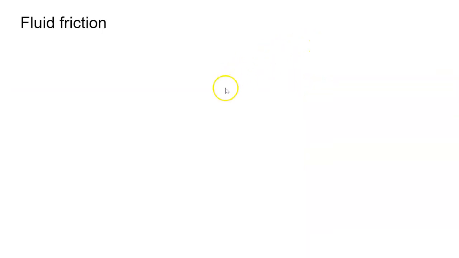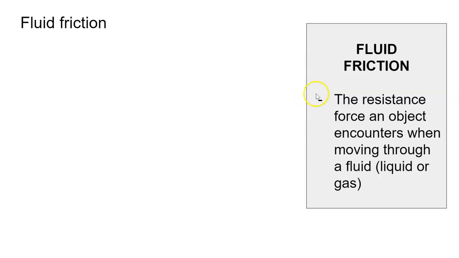The final type of friction involves fluids. And usually when we hear the word fluid, we think of just a liquid like water. But a fluid is either a liquid or a gas. So it could be water, could be air, could be orange juice. And fluid friction is simply the resistance force, because remember, all types of friction slow down motion, try and prevent something from moving. Fluid friction is that resistance force an object encounters when it's moving through a fluid.